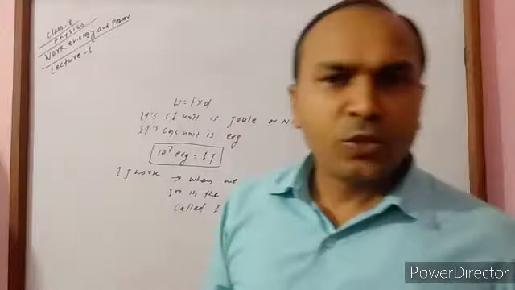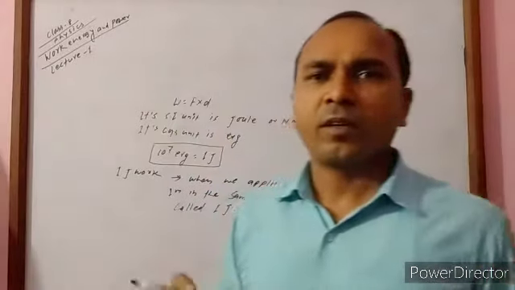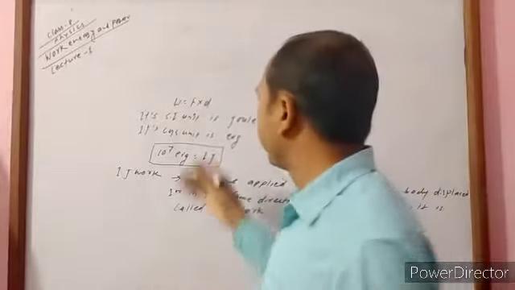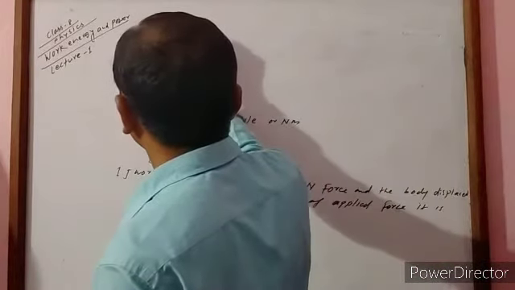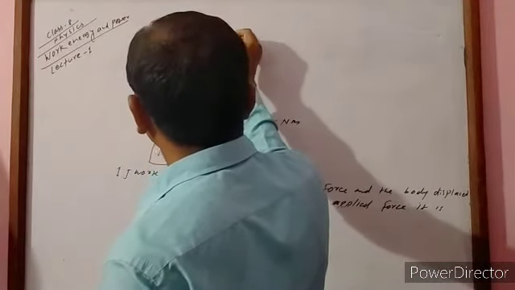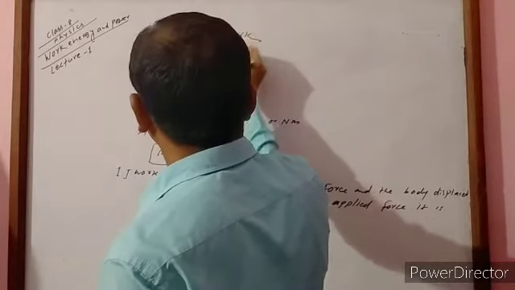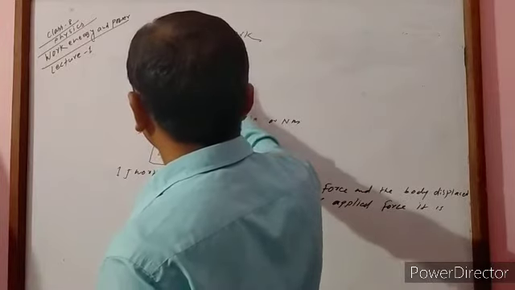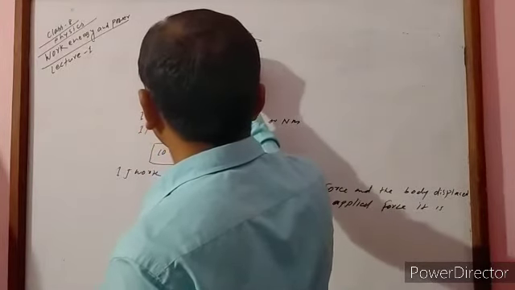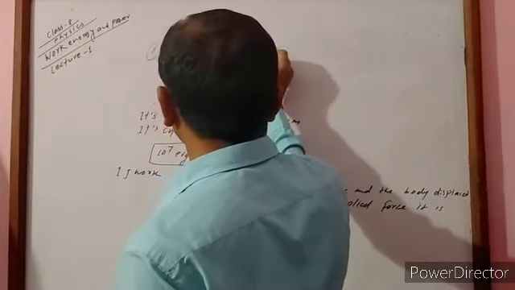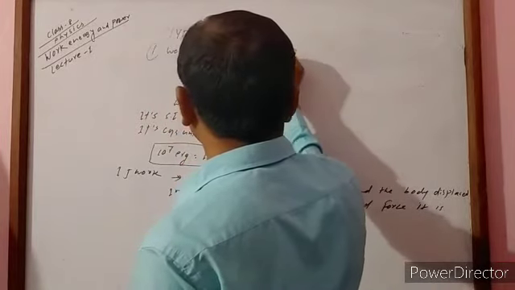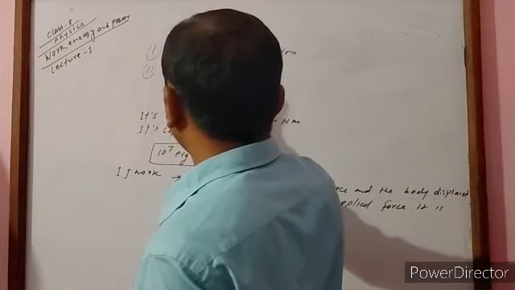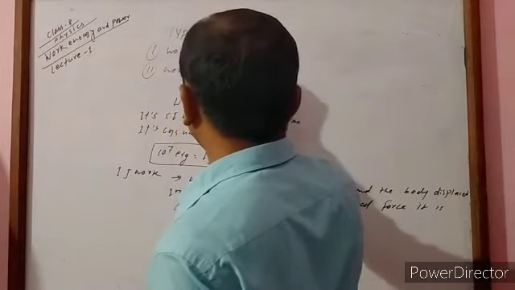Work can be divided into two types. One, work against friction, another, work against gravity. Types of work: first, work against friction. Second, work against gravity.